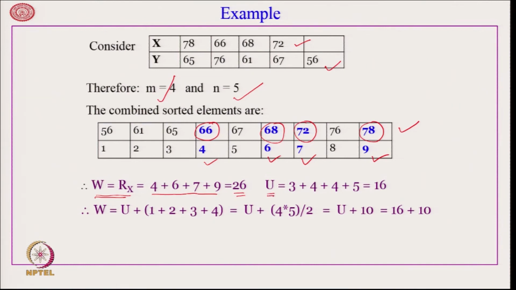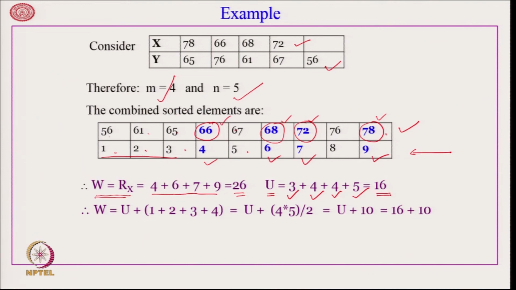What is the U statistic? We are checking how many y's are less than each x. Therefore, we are comparing all 5 of the y's with 66, 68, 72 and 78. That is, effectively we are comparing 20 pairs of observations, but from this sorted array we can easily count that there are 3 y's which are less than 66, thus I get a 3. There are 4 y's, 1, 2, 3 and 4, which are less than 68, the same 4 are also less than 72, and all 5 y's are less than 78. That is why the U statistic is equal to 3 + 4 + 4 + 5 = 16.